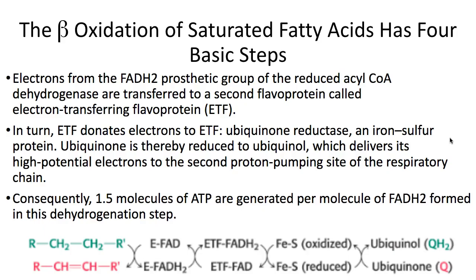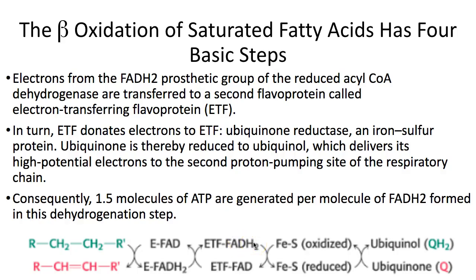So this is kind of shown here in this slide about this process where you have your fatty acid and you have your alpha carbon and your beta carbon, and it produces that double bond in between them, and an electron gets transferred over to the FAD to produce the FADH2. But then you have this ETF that also gets electrons transferred onto it, producing this FADH2.